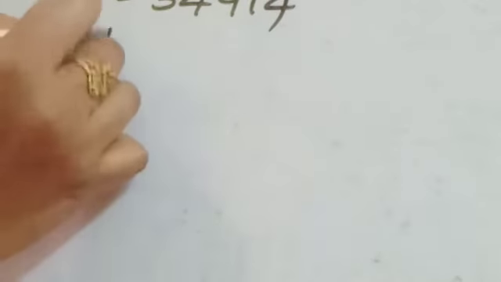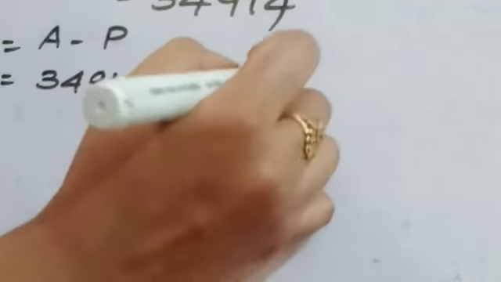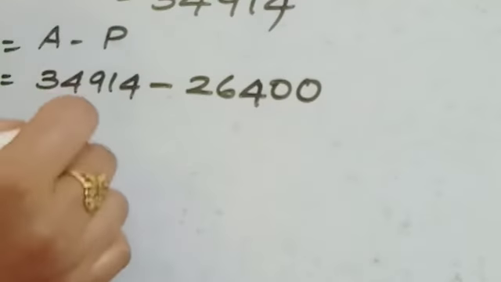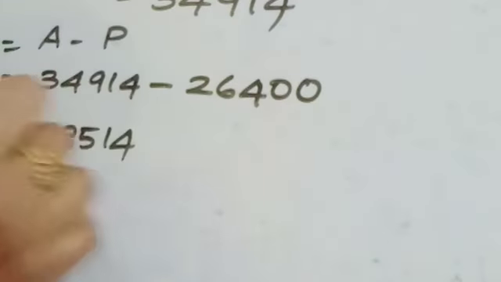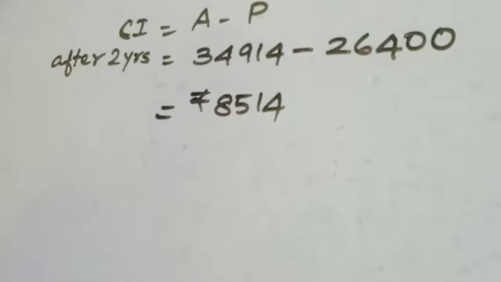Now we need to calculate the compound interest after 2 years. So compound interest CI is equal to A minus P. So it is 34,914 minus 26,400 is equal to 8,514 rupees. This is the compound interest after 2 years. Still, we have to calculate the interest for the next 4 months. Since the interest is being compounded annually, we have to use only the simple interest formula for calculating the interest for the next 4 months.